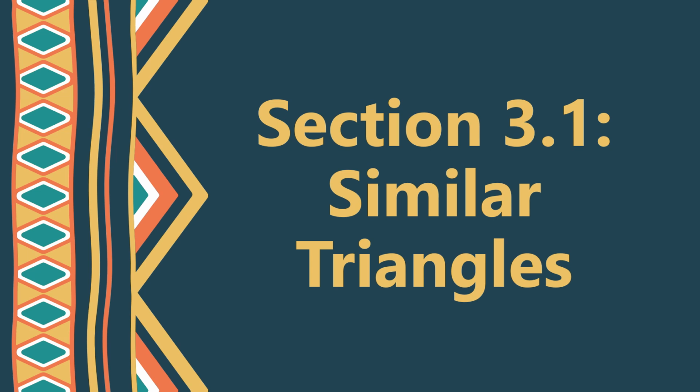In this video we're going to be talking about section 3.1, which is called similar triangles. Similar triangles are triangles that have corresponding sides in proportion to each other and corresponding angles that are equal to each other. So what that means is that similar triangles can look the same, but the length of the sides can be different. There are three different methods that we can use to determine if two triangles are similar or not. So I'm going to tell you about those three methods next.